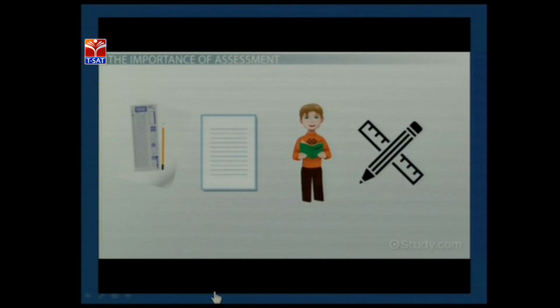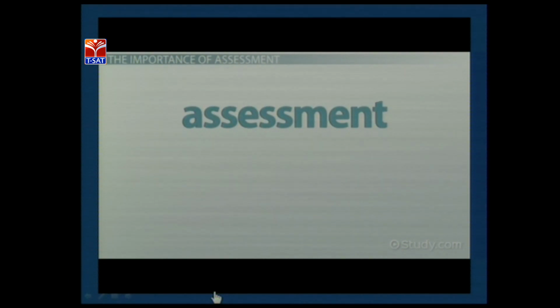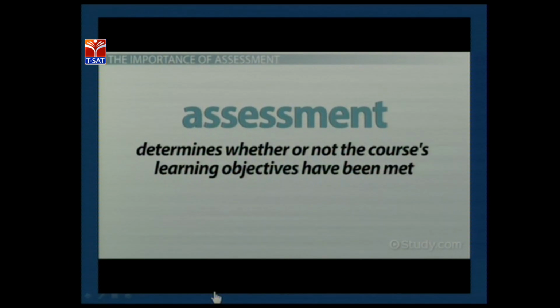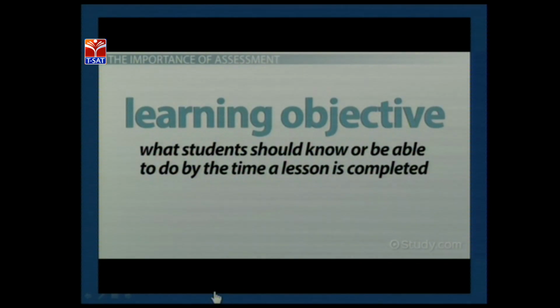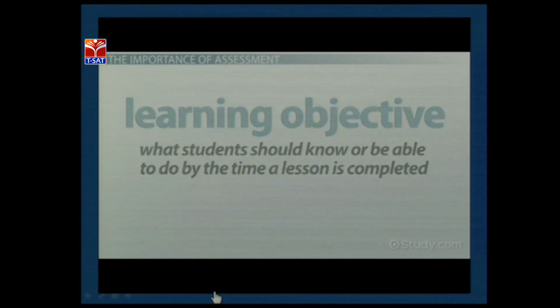Exams and essays, along with speeches and projects, are forms of assessment. Assessment is a critical step in the learning process. It determines whether or not the course's learning objectives have been met. A learning objective is what students should know or be able to do by the time a lesson is completed.